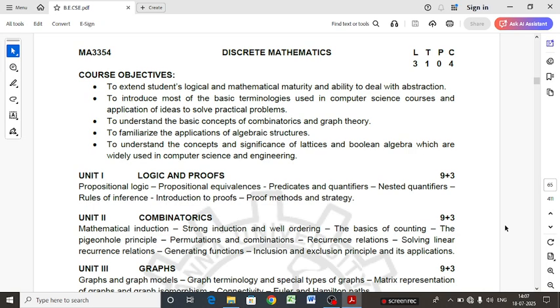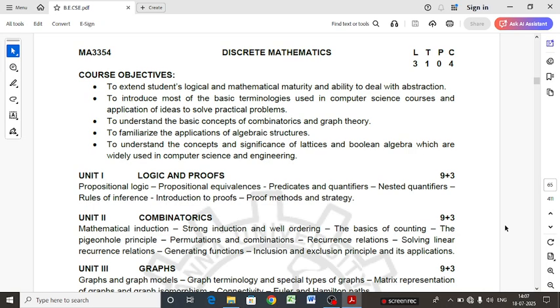This is the syllabus, discrete mathematics, unit number 1, logic and proofs. In this unit, we have 6 topics: truth values, laws of logic, PCNF and PDNF, rules of inference, predicate and quantifiers, validity of arguments.